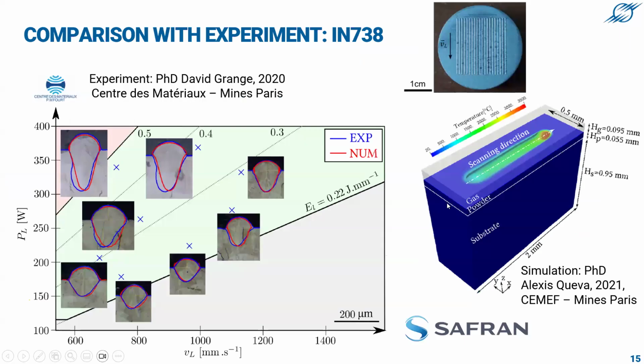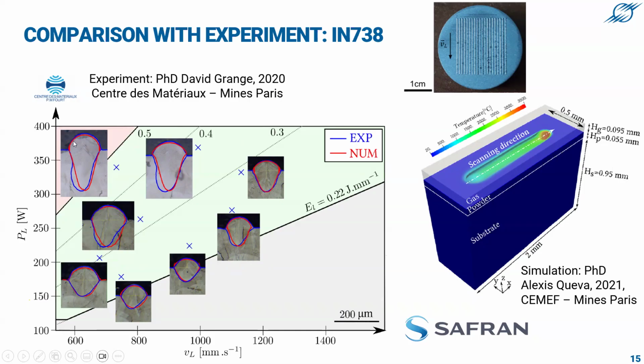Okay, an example of that, single track of Inconel 738. Experiments were done at Centre des Matériaux Mines Paris by David Grange, and the simulation was done by Alexis Keva in CNF. And you can see here on this process window, I would say, power of the laser vertically, velocity of the laser horizontally. This is in green, this is the window that is considered okay for additive manufacturing.